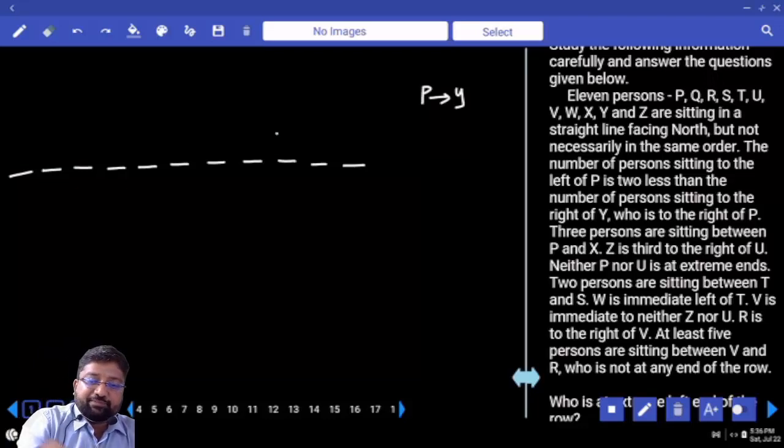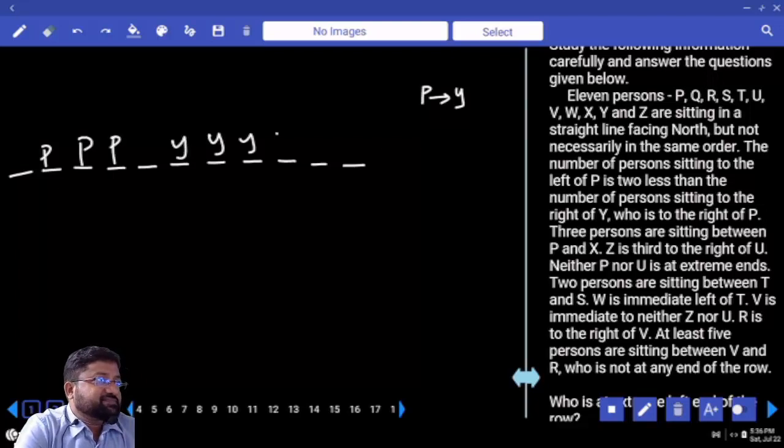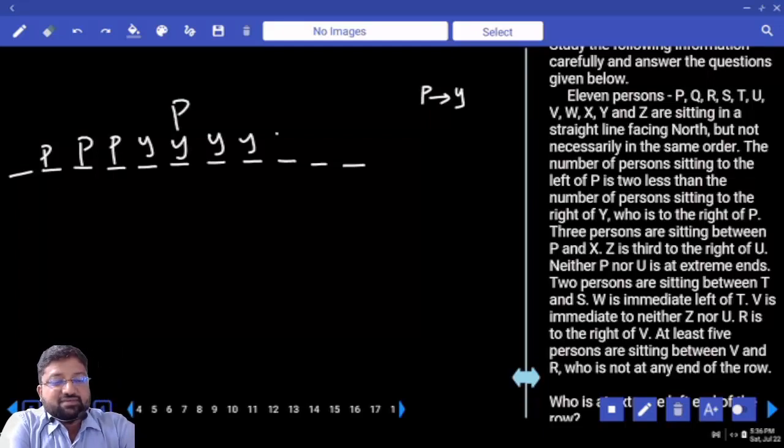If I have 3 people to the right of Y, left of P only 1 person. 4 people to the right, 2 people. 5 people here, 3 here. If I take Y here, how many are to the right of Y? 6. Left of P there should be 5. You cannot put P here. Why? Y is to the right of P. Did you understand this particular clue? Is this clear to you all?